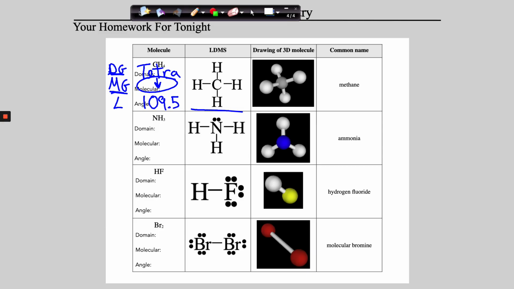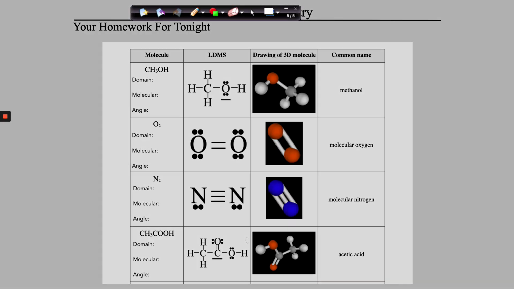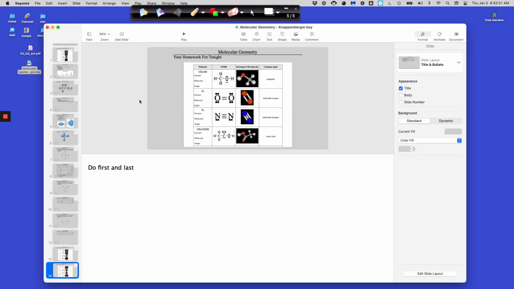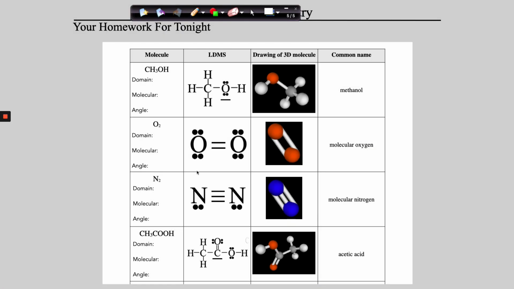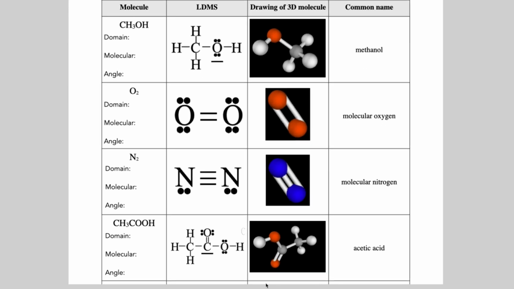So guys, dig deeper into your packet. I think it's on the second page. Yeah, on the second page, take a look at these. We're going to do two of these together, the first and the fourth. Do you see where CH3OH is in your packet? You okay? So here's what we're going to do.